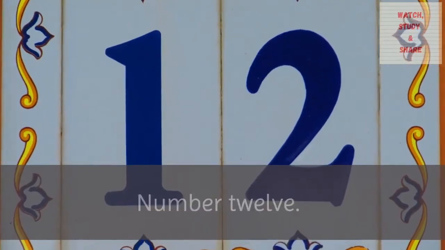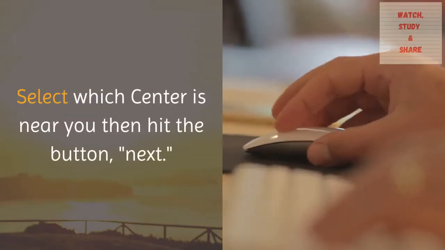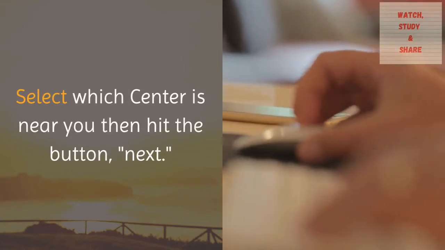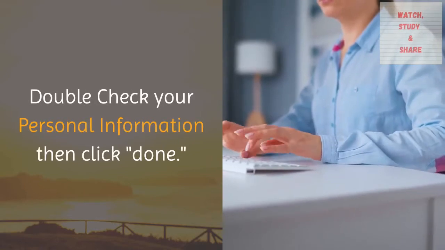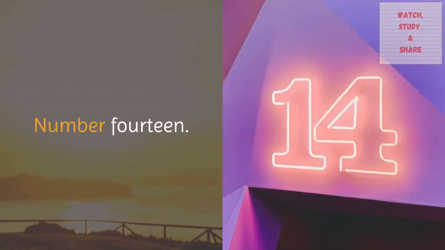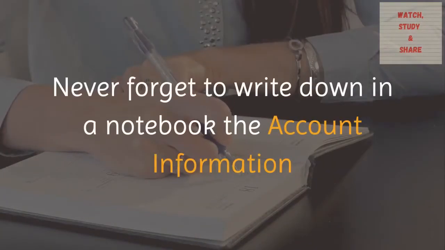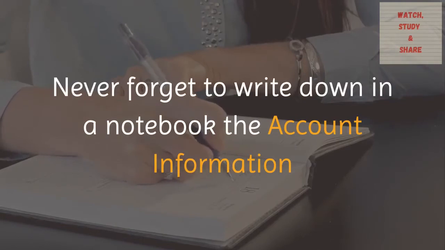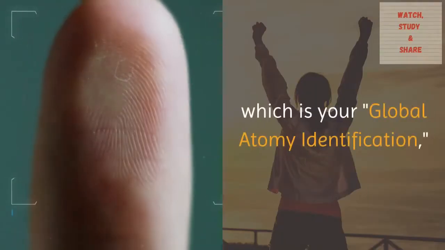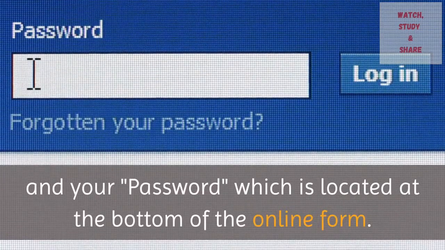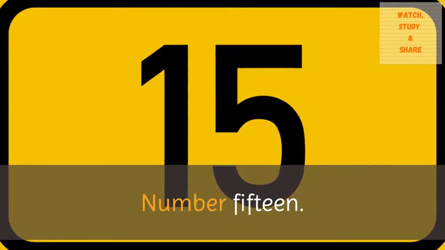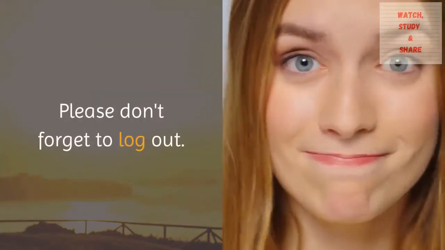Number 12. Select which center is near you, then hit the button Next. Number 13. Double check your personal information, then click Done. Number 14. Never forget to write down in a notebook the account information, which is your global Atomy identification, and your password, which is located at the bottom of the online form. Number 15. Please don't forget to log out.